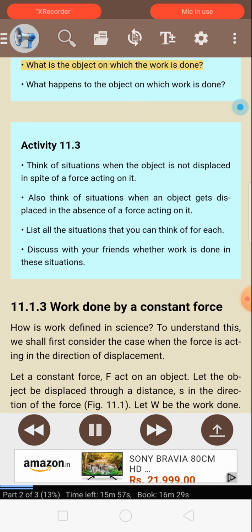What is the object on which the work is done? What happens to the object on which work is done? Activity 11.3. Think of situations when the object is not displaced in spite of a force acting on it.